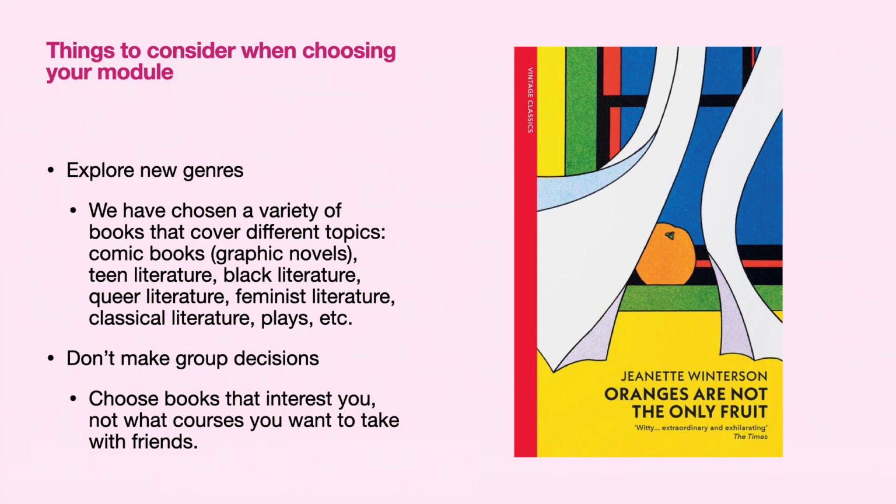Now, another thing that I would recommend is definitely to explore new genres. For this new modular literature system, we have chosen a variety of books that cover different topics. We have comic books, graphic novels, teen literature, black literature, queer literature, feminist literature, classic literature, and plays. So, when looking at the different types of books that you can take, try to experiment and try new things that seem cool and different. It will allow you to access and experience new forms of literature.